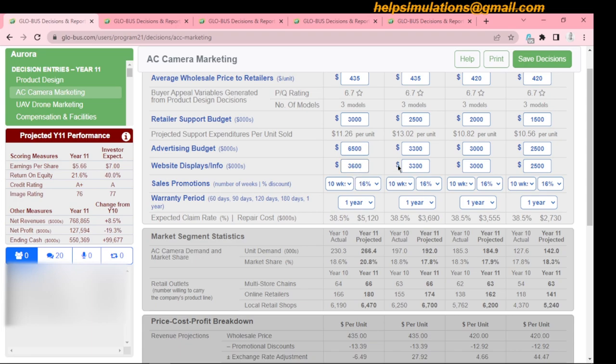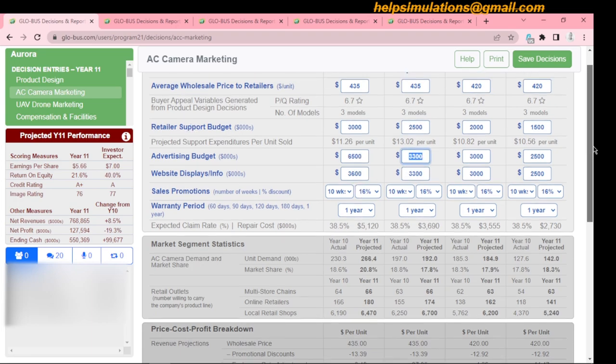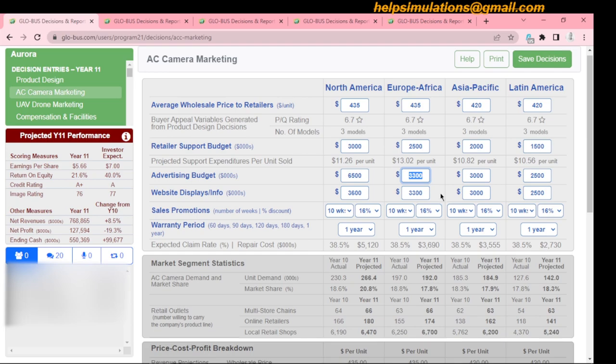So I think that 600 is fine. For the Europe Africa market, I think we'll do 6700 for the advertising budget, and then I will do that 600 for my website display. For the Asia Pacific, let's do 6200 for advertisement budget, and then I'll do that 600. I think that 600 is a good figure for the website display.